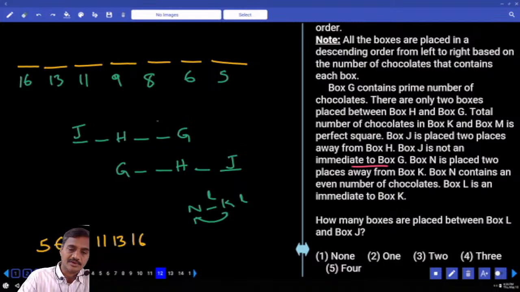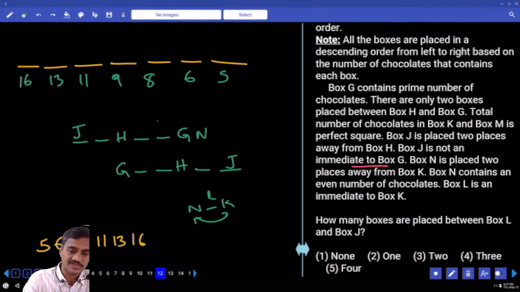As N and K are in the alternate places, and as of now 6 were already completed here, tell me what are the different possibilities we have. Can we have N or K like this? Yes. Now if N is here, K is here, L is here, and K and L are adjacent to each other. Is it possible? Not possible. This case is completely ruled out.